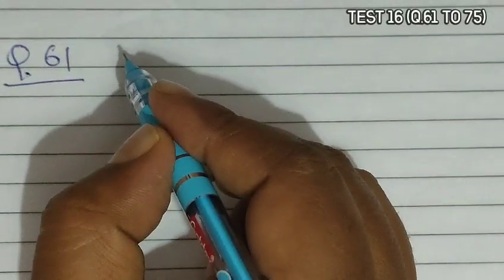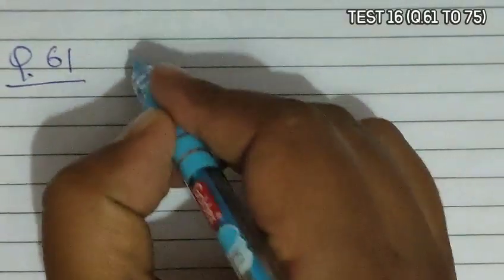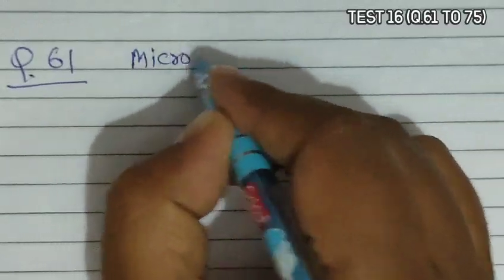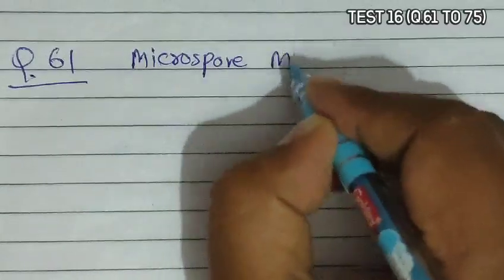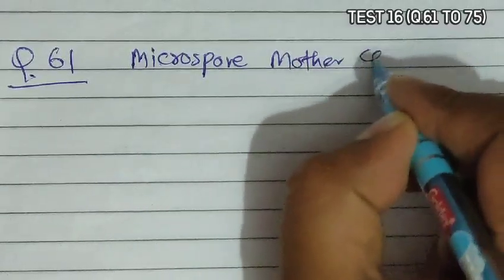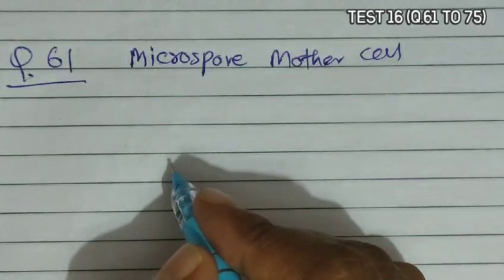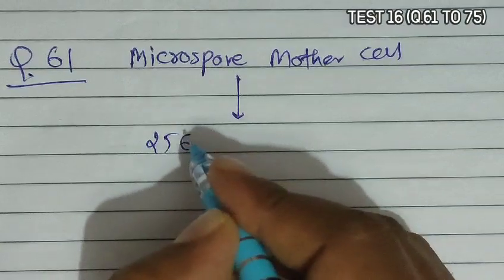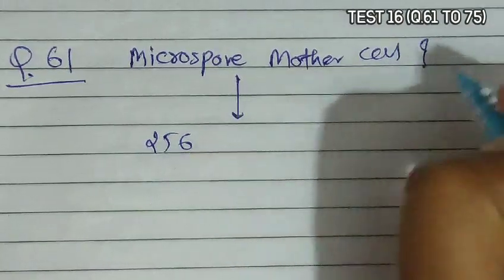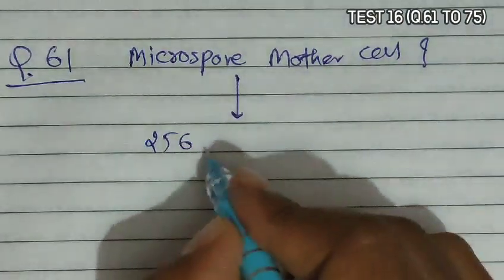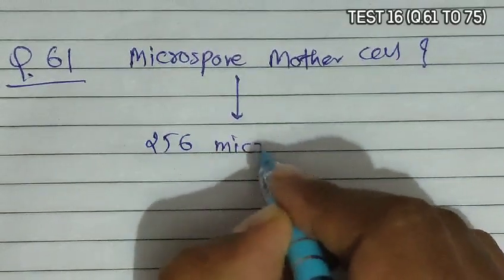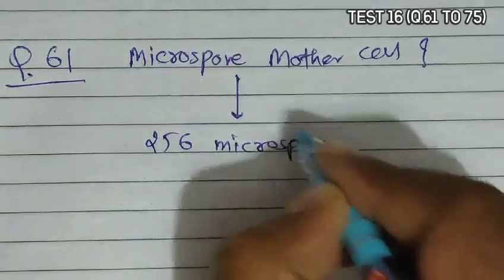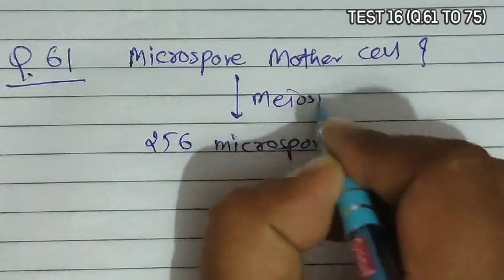Question 61. Question 61 asks how many microspore mother cells will give rise to 256 microspores by reductional division or meiosis?